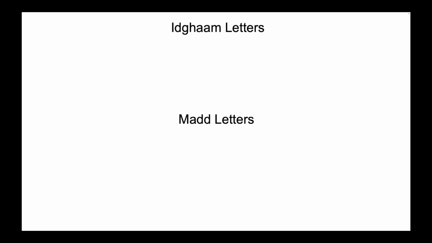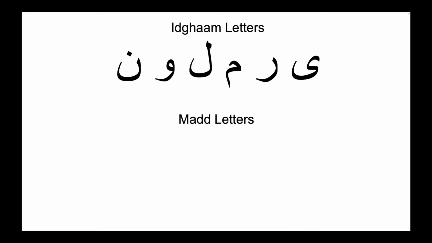The next we have idgham letters. And if you remember Ahkam al-Nun al-Sakina wa al-Tanwin, the idgham letters there were Yarmalun, or Ya, Ra, Mim, Lam, Waw, Noon. The mad letters, or three letters of elongation, are Alif, Waw, and Ya.